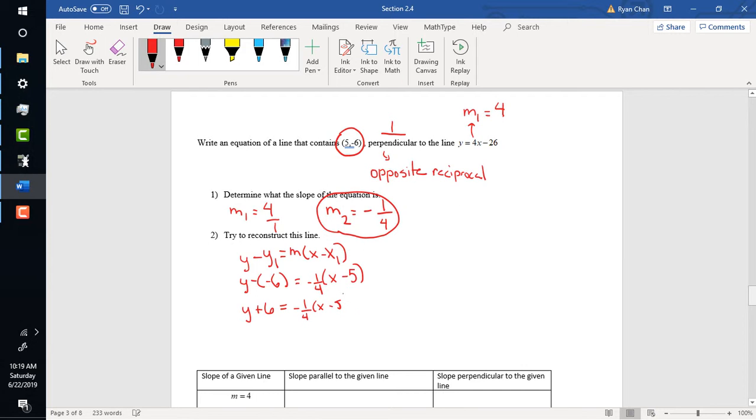So notice when I distribute, this is definitely not going to be very clean. It's not going to be a whole number. Negative 1/4 times negative 5, okay? Remember, you multiply across. 1 times 5 is 5. 4 times 1 is 4. So this is plus 5/4.